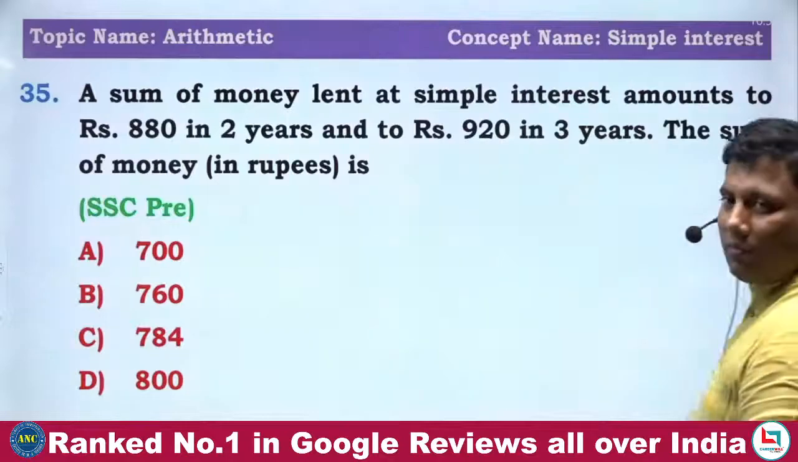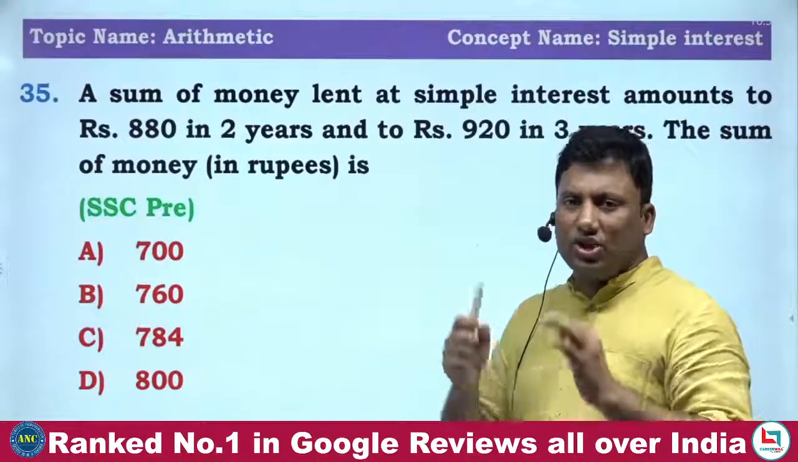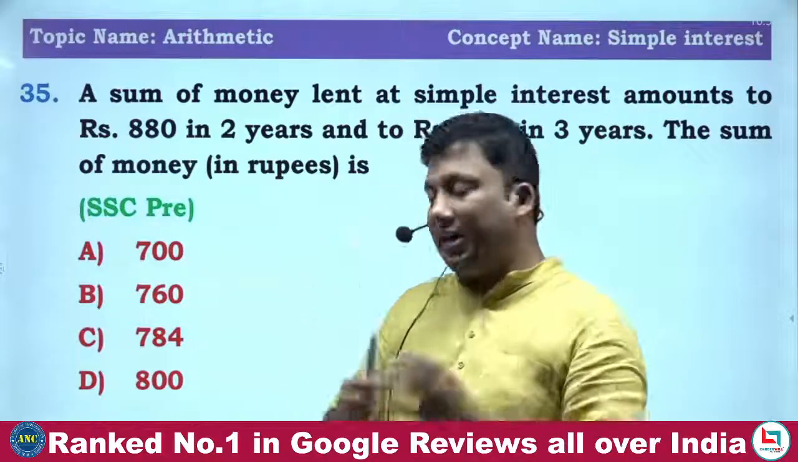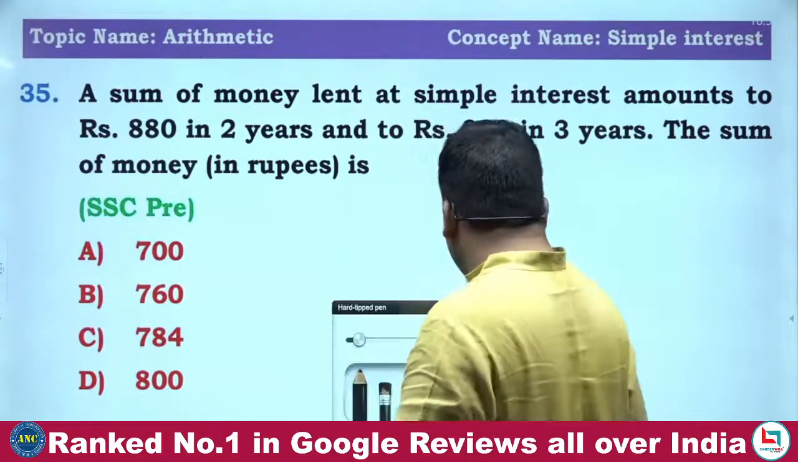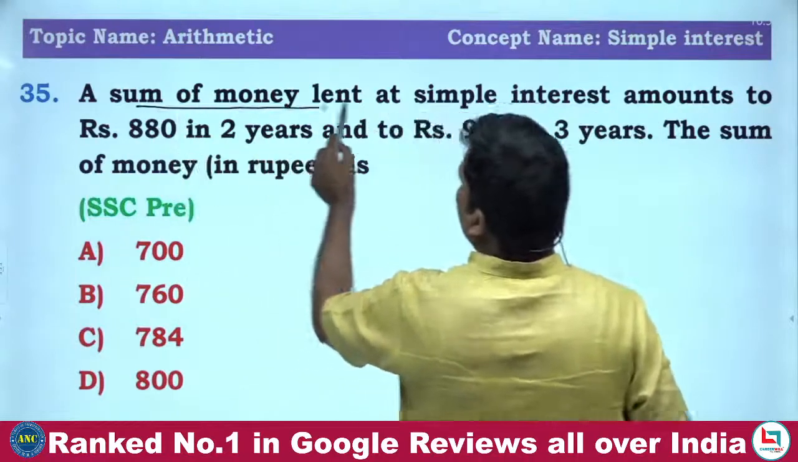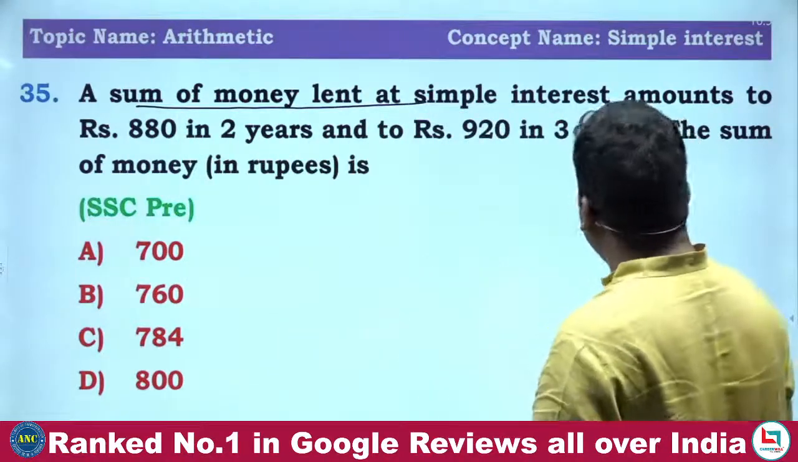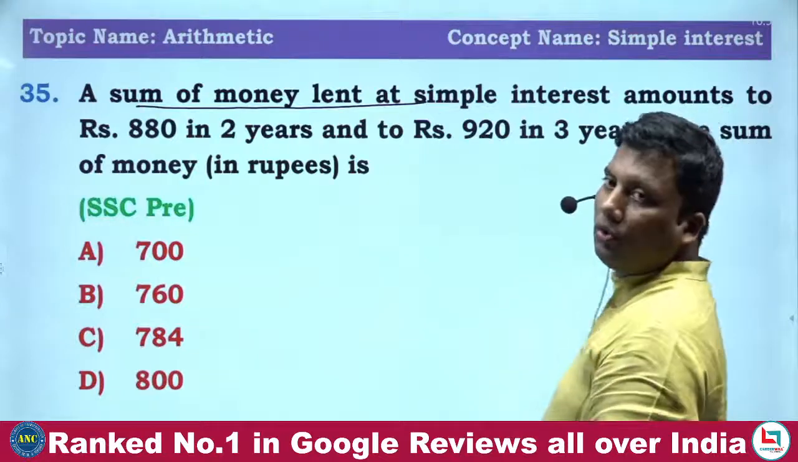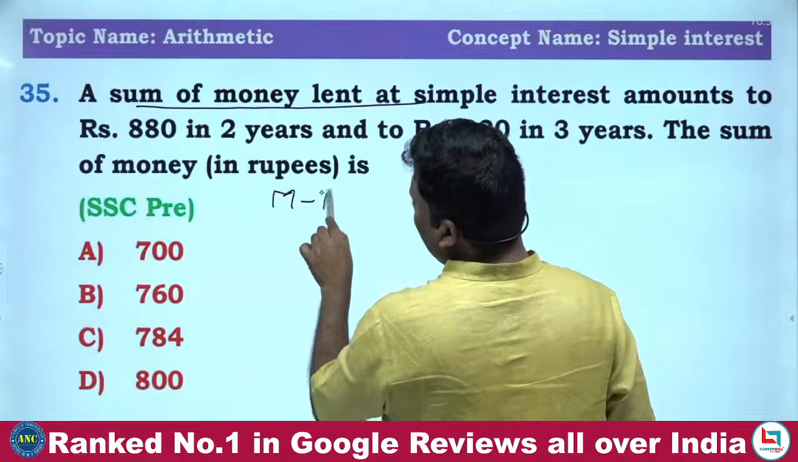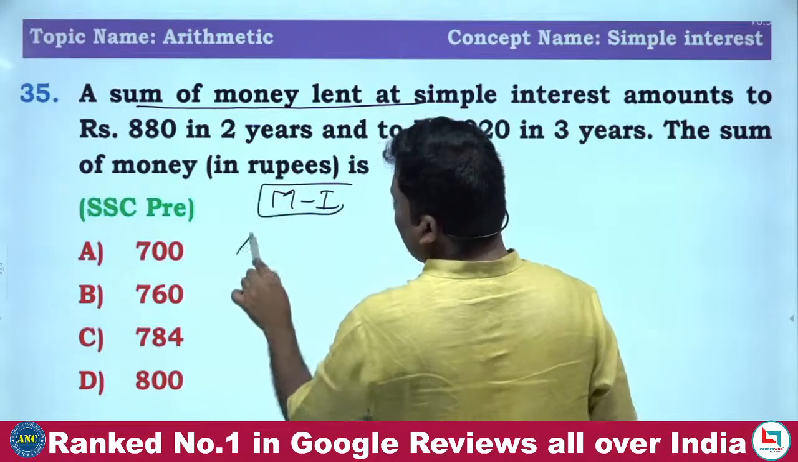Next one. This is a very, very good question. Listen carefully. Slowly the foundation questions got over. We are getting into the advanced level. A sum of money lent at simple interest amounts to 880 in 2 years. First is a traditional method. Then I will discuss the optimal method.